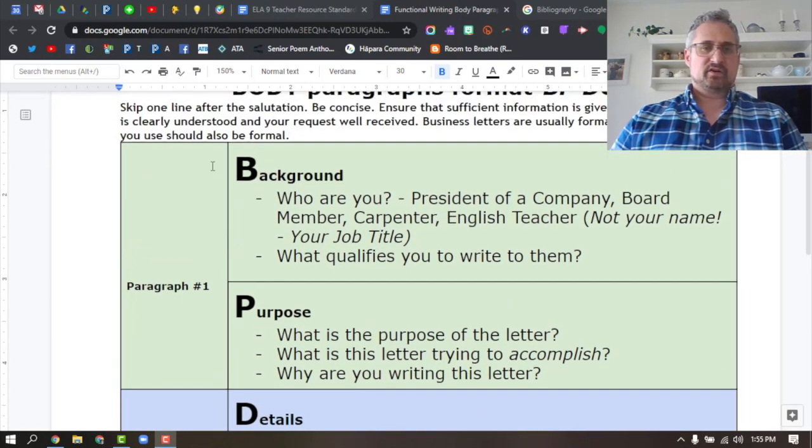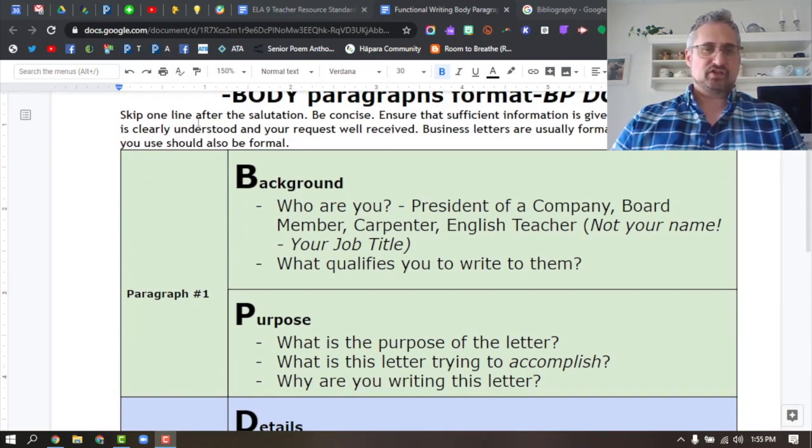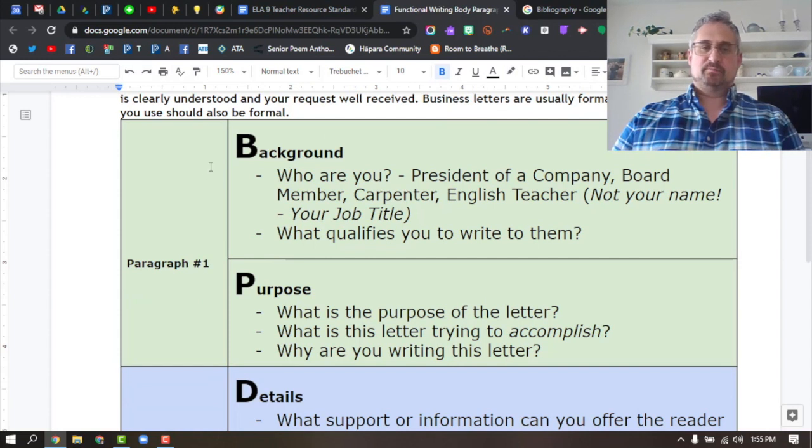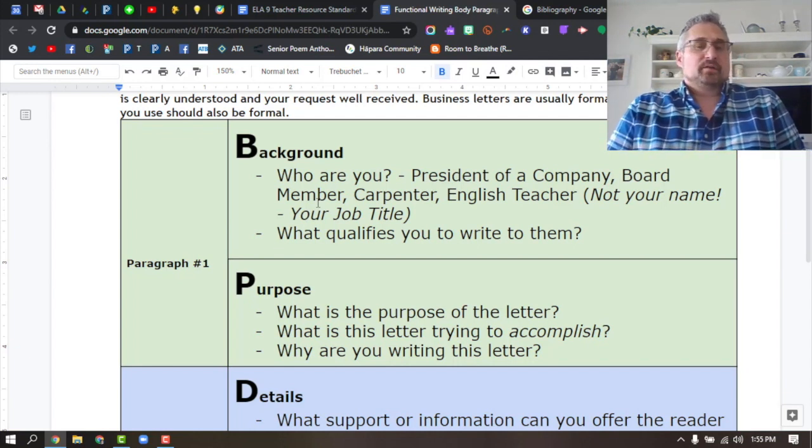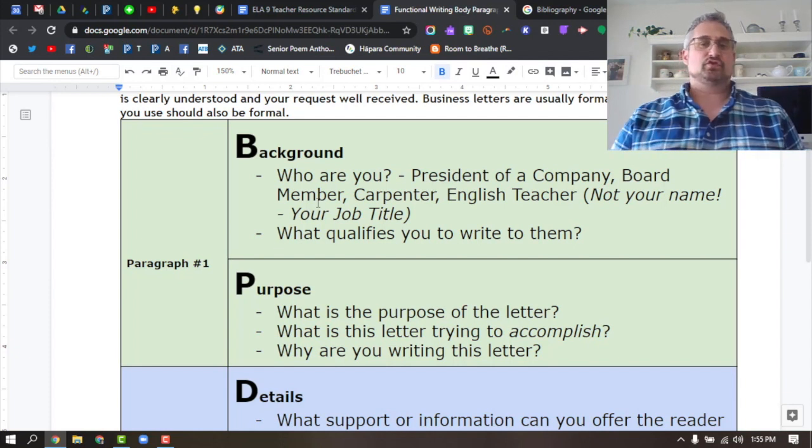So first paragraph after your salutation should involve the background, B, and purpose, P. It should tell the reader who you are. So you might be the president of a company, a board member, a carpenter, an English teacher, but not your name, your job title. It's your job title that's most important. It tells them what qualifies you to write them this letter, this business letter.